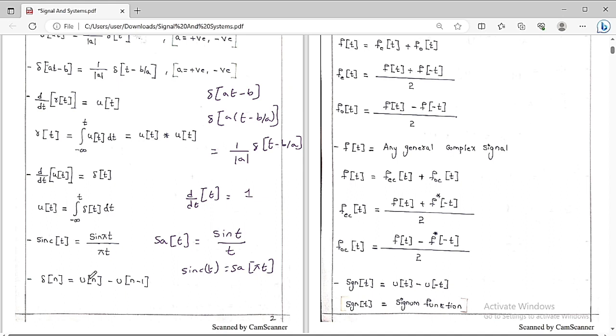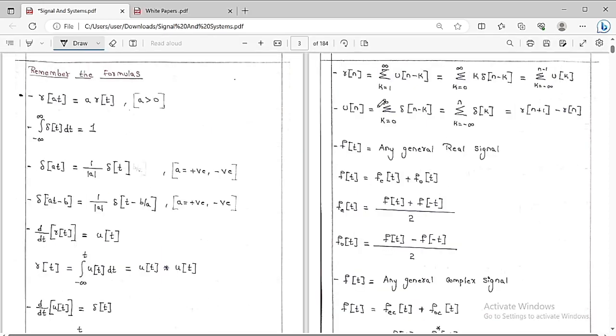So delta of n is equal to u of n minus 1. So we can say the impulse signal in the discrete time domain is the first difference of the unit step signal. So delta of n is equal to u of n minus 1. So these things you always have to keep in your mind.